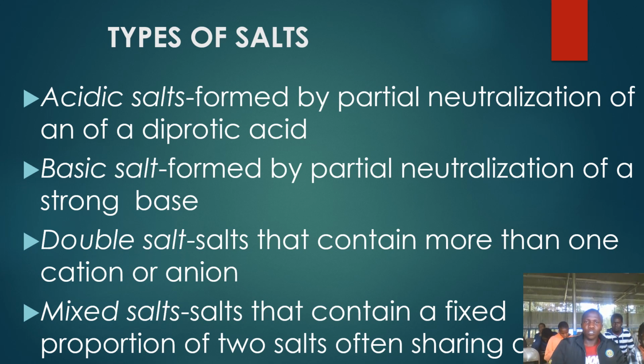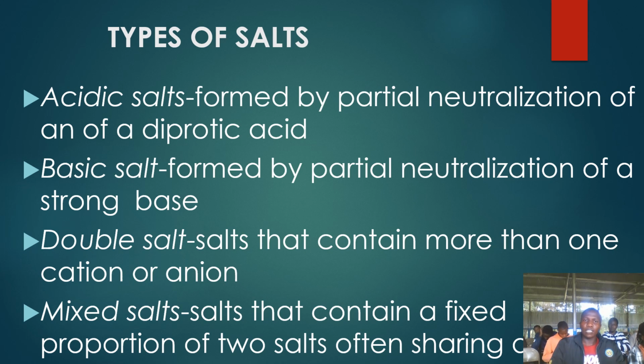I want us to go to the types of salts. In chemistry, there are many different types of salts, ranging from the ones that we use to other complex ones that we don't use around. So, the first type of salt is an acidic salt. An acidic salt is a salt formed by partial neutralization of a diprotic acid.